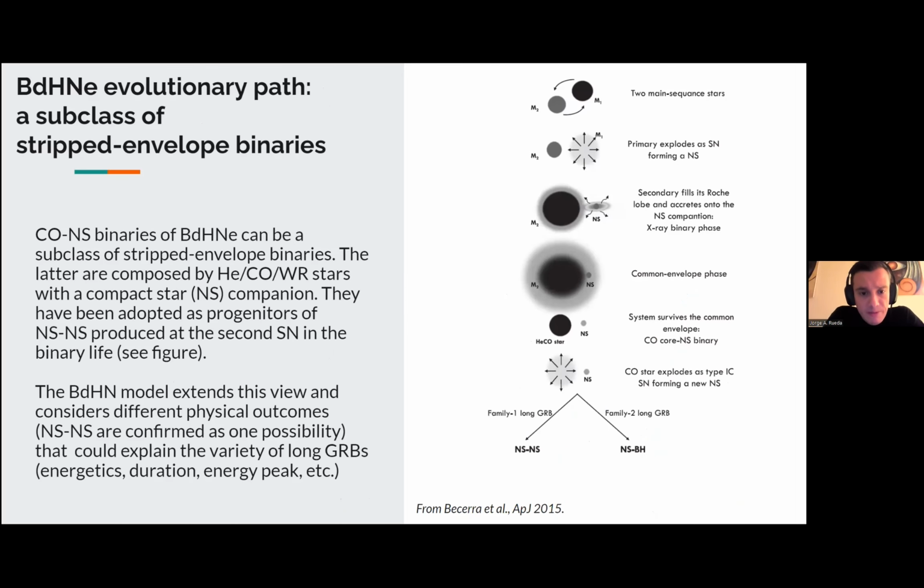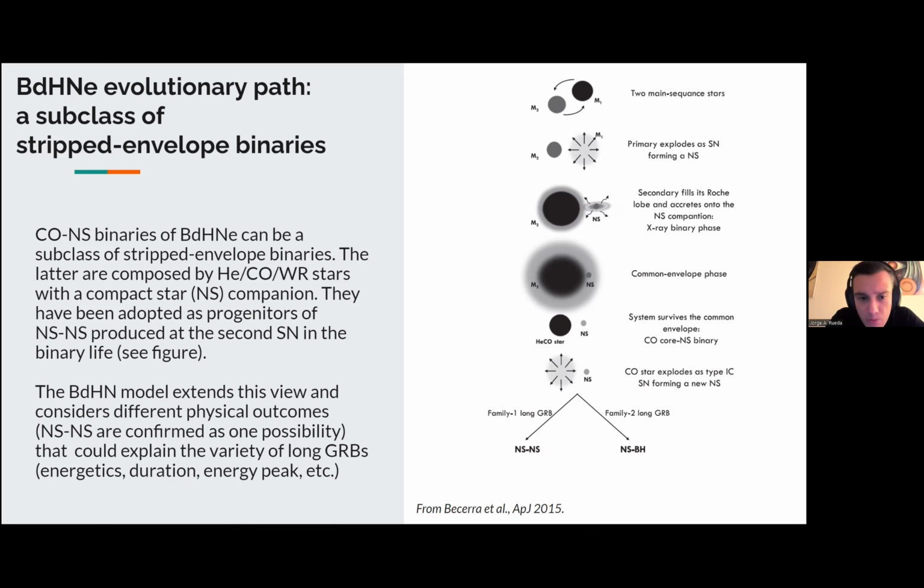I like to start from the binary evolution point of view. This was one of the first ideas, actually. This is a sketch from a 2015 paper of the binary evolution that we have in mind for the formation of these carbon-oxygen star neutron star binaries that form the binary-driven hypernova. So we end with the conclusion that the binary-driven hypernova must be a subclass of what is known in the literature as a stripped-envelope binary.